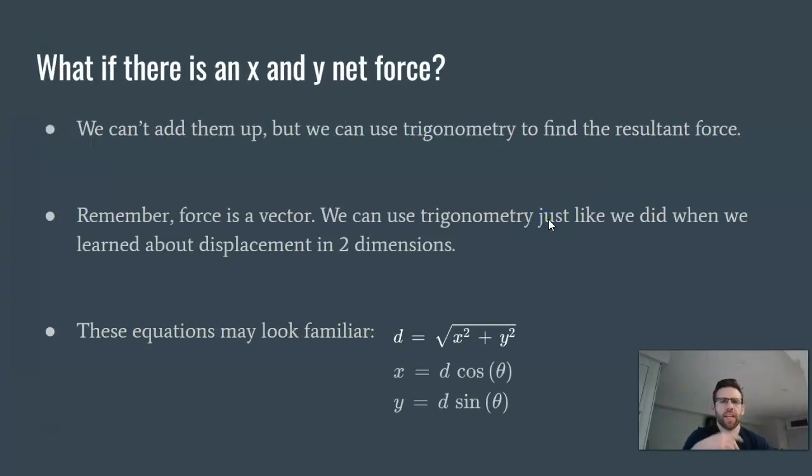So we can't just add them up. If we have forces in the x and the y direction, we can't just add them up, but we can use trigonometry to find the resultant force. And force is a vector, so we can use trigonometry just like we did when we talked about displacement in two dimensions. So we talked about displacement. If somebody walked 5 meters to the west and then 10 meters north, how far did they go? What is their displacement? Well, we can use some of the equations that you see on the bottom of the screen to find the resultant. And we can do that same exact thing with forces.